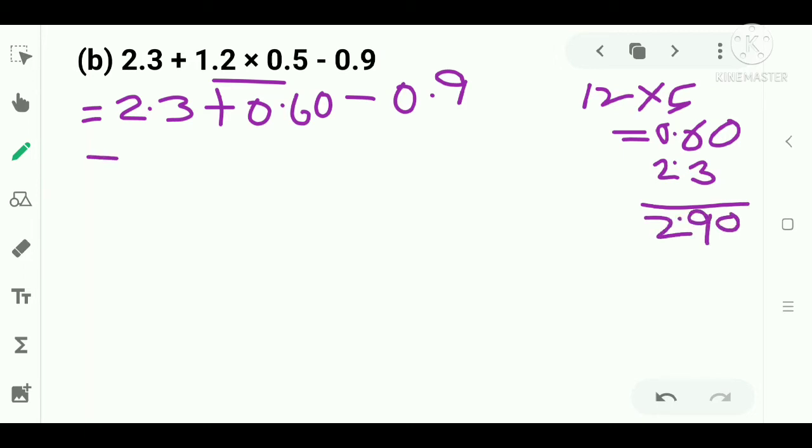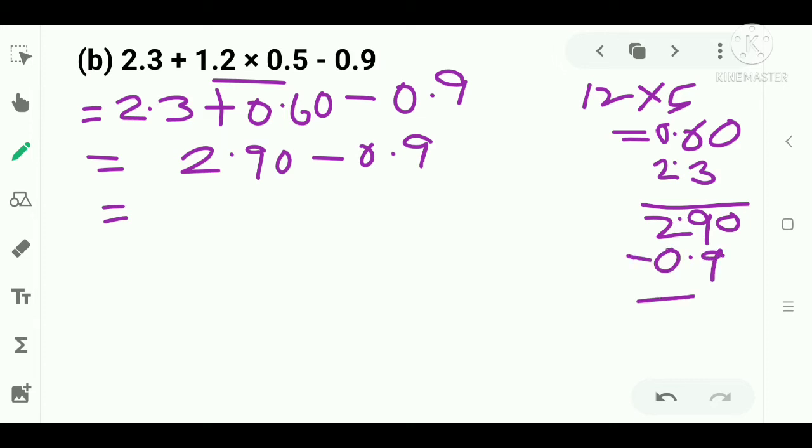So the addition of these two numbers is 2.90. Now minus 0.9 is there. So we will subtract 0.9 from 2.90 now. So write point under point, 0 under 2 and 9 under 9. So it is 9 minus 9 is 0, 2 minus 0 is 2. So 2 is the answer. No need to write 0.00 because after the point is 0, 0, it means nothing. So the answer is 2. Let's do the next question.